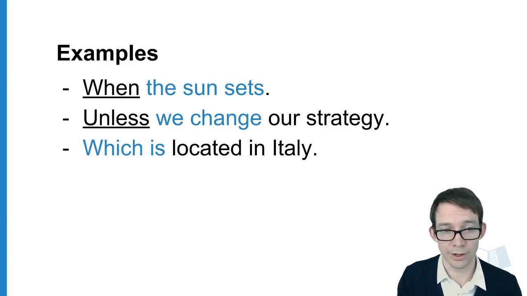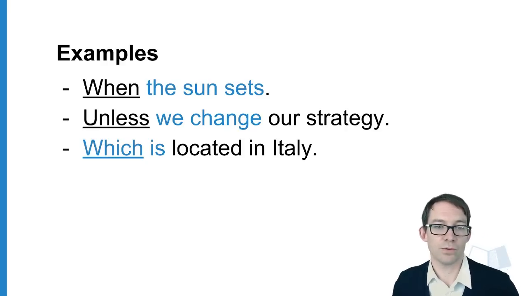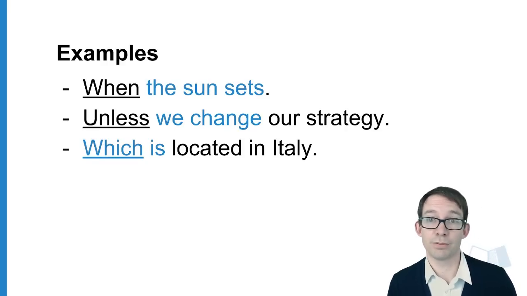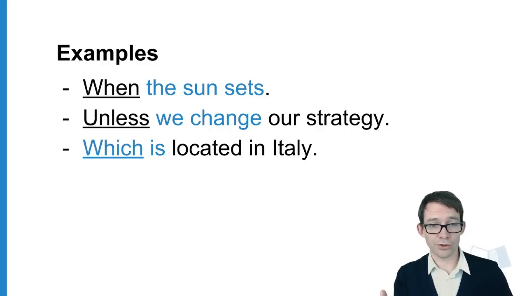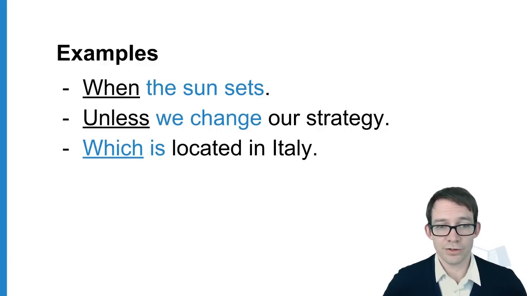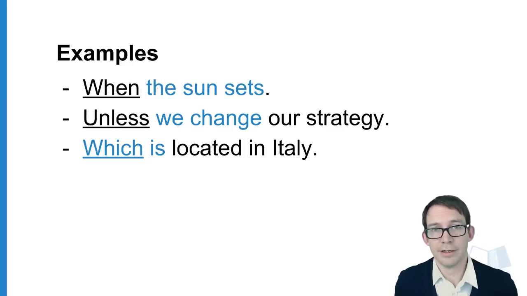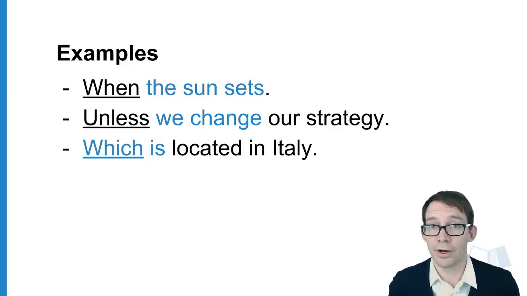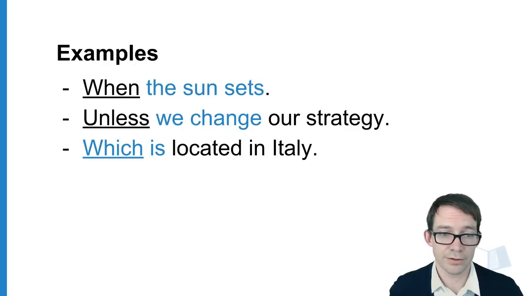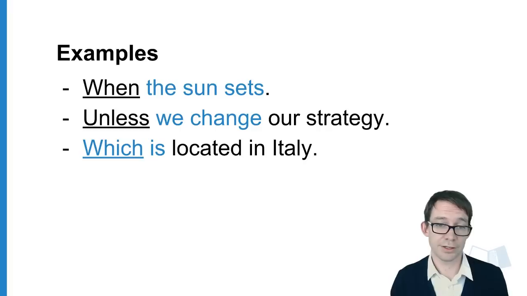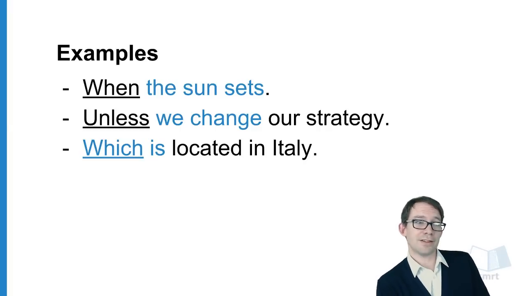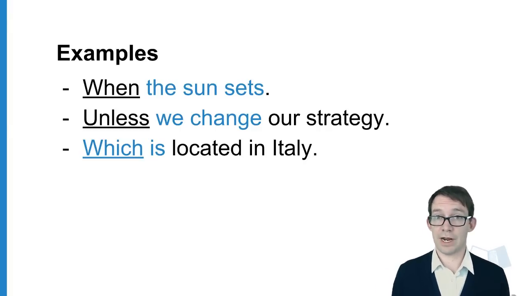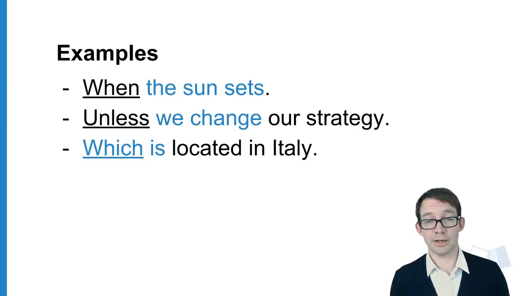And the last one here, which. In this case, which is what we call a relative pronoun, and it also creates a dependent idea. If you just say "which is located in Italy," that cannot stand by itself on its own and make sense. So you need some more information to connect to that. So really, that's the fundamental difference between phrases and clauses, and independent clauses and dependent clauses.